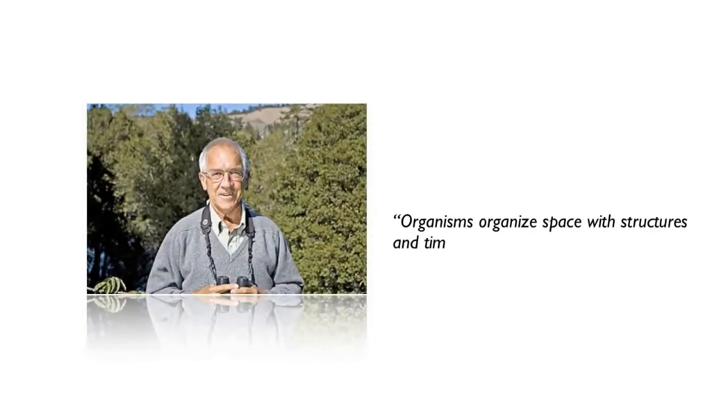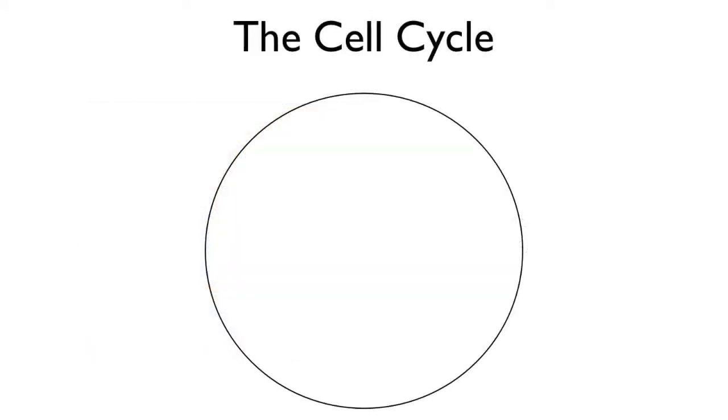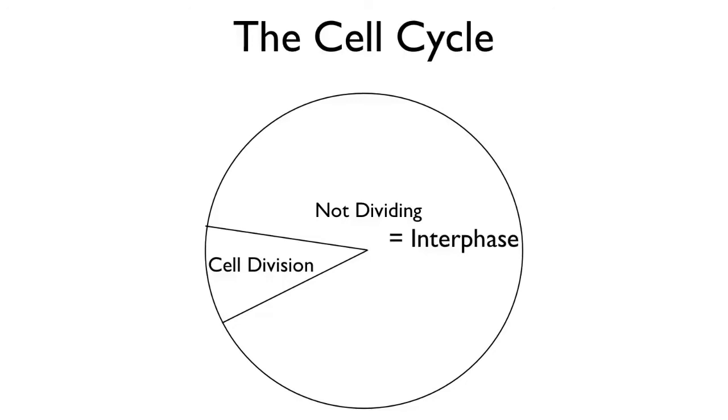Okay, so we're going to talk about the life of a cell. And my mentor, Todd Newberry, said that organisms organize space with structures and time with life cycles. And so I want to share with you the life cycle of a cell. You can basically divide the cell's life cycle into two periods: when the cell is not dividing and when it is dividing. And actually the cell spends most of its time not dividing. This non-dividing phase we call interphase. Inter means between. And the cell division stage we refer to as cell division.